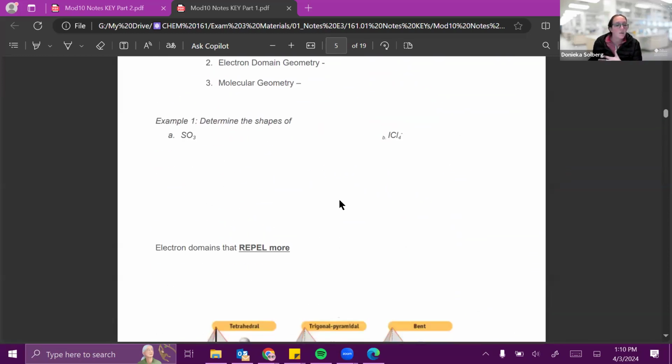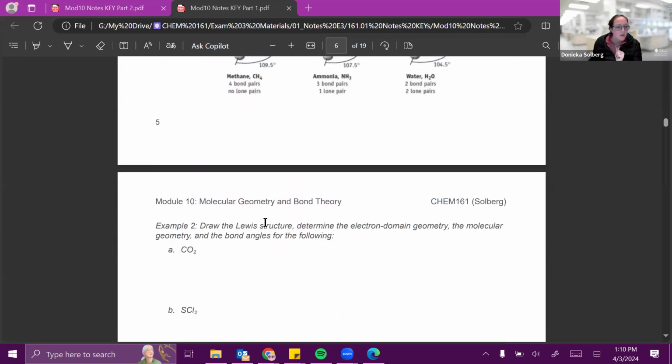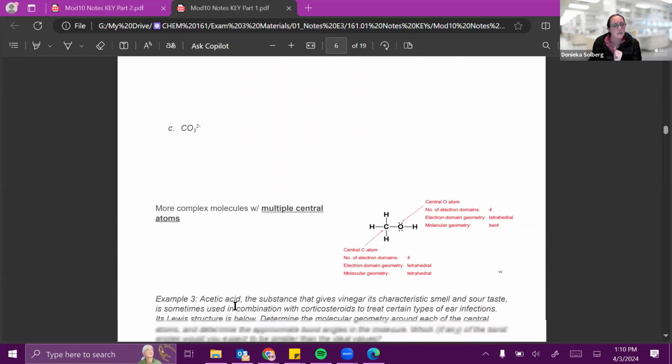And then here, this was practice. And then the angles aren't exactly 109.5 if you have dots on there, but as long as you know 109.5 for tetrahedral, you're fine. Let's see, that was practice.